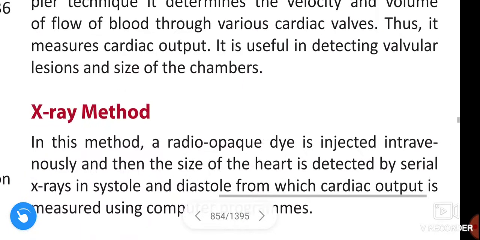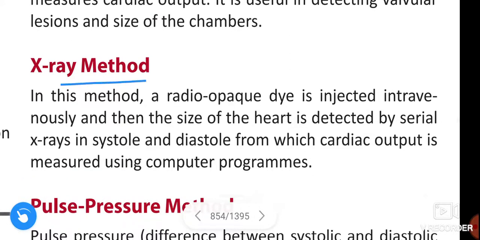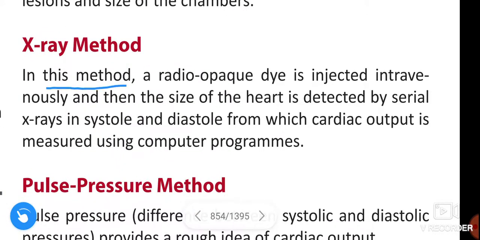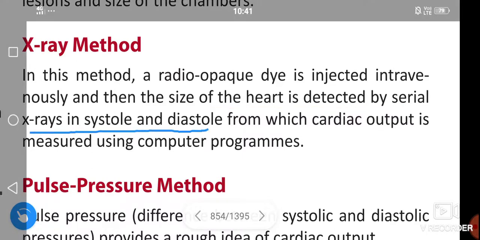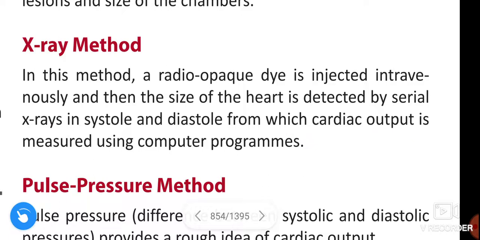Next, X-ray method. In this method, a radio-opaque dye is injected intravenously and then the size of the heart is detected by serial X-rays in systole and diastole, from which cardiac output is measured using computer programs.